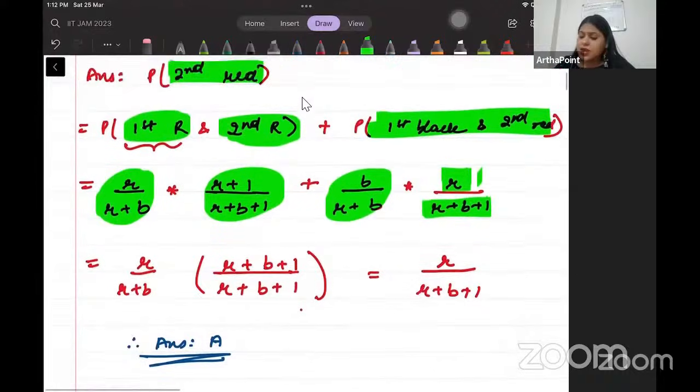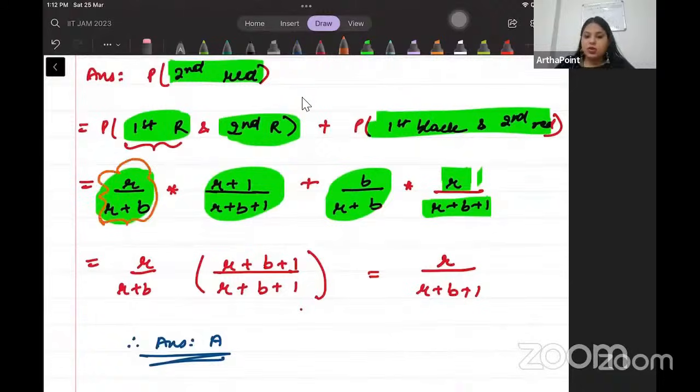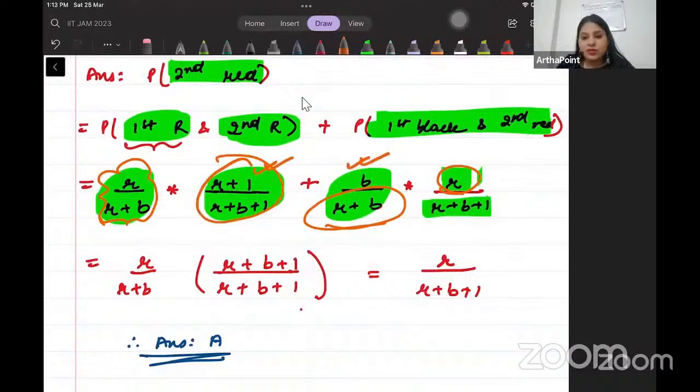Now it's the same. Simple. What you can do is you can take common. So what I have done is I've taken this part common. So from here, this and this comes out. So inside, I will be left with R plus 1 in the numerator from here and B in the numerator from here, and the denominator will be R plus B plus 1. So this will just cancel out. And I will have my answer as R upon R plus B.